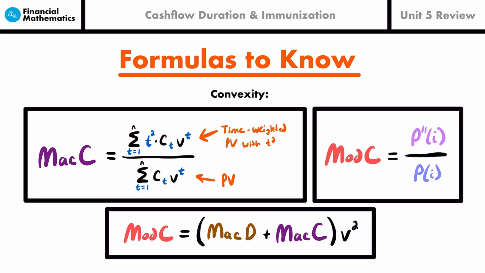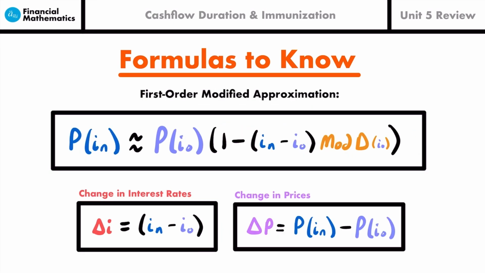All right, but those are all the formulas you need to know for convexity. Now let's talk about our two approximation methods for estimating or approximating the price of a set of cash flows given a change in interest rates. To start, we have the first order modified approximation, which uses a modified duration to approximate a price.